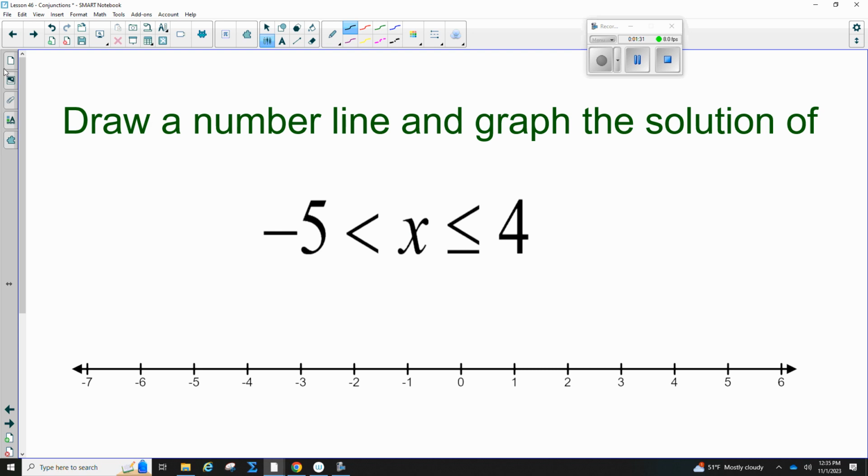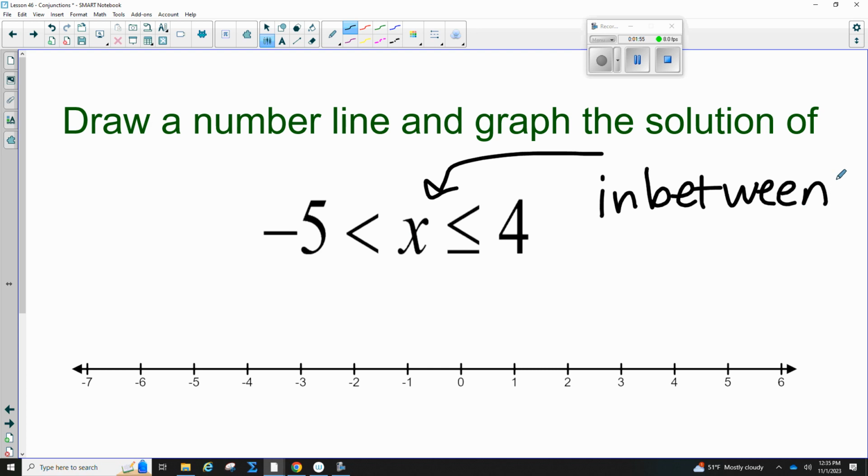So first write down negative 5 is less than X is less than or equal to 4. So at the same time, X has to be bigger than negative 5 and also less than or equal to 4 at the same time, which really, it just means it's in between. I would always think of it as in between these two numbers, okay?